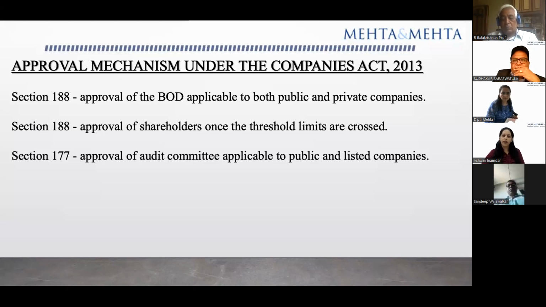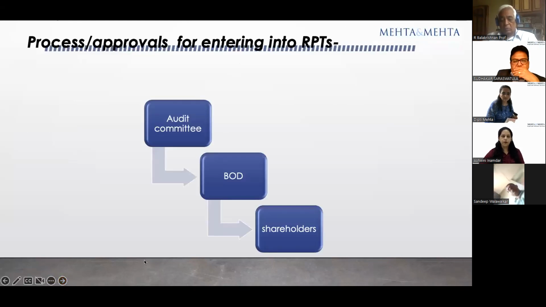Section 177 is obviously applicable only to public and listed companies, and the companies who have voluntarily adopted an audit committee. So wherever there is an audit committee in the picture, approval of the audit committee will be required as per the provisions of Companies Act. So this is the process: approval for entering into RPTs, audit committee, then board, then shareholder.